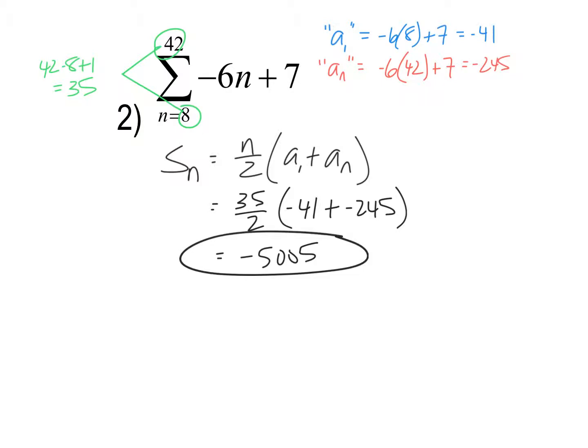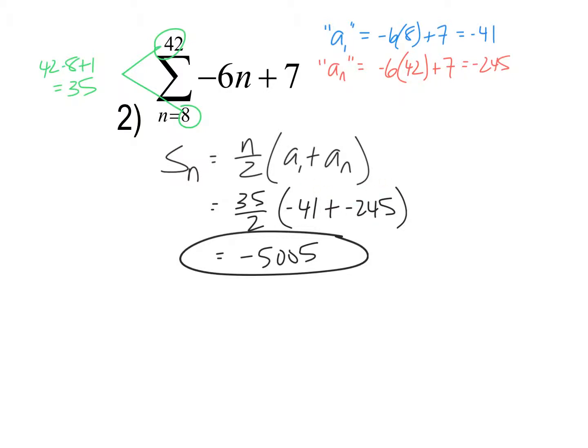Reason for that is because you start with your sum formula, but the first term that you're going to look at is the 8th term. So you plug in 8 right there and you get negative 41. The last term you're going to look at is by plugging in 42 to there. And that is how you get negative 245, and those are the two numbers in the formula.